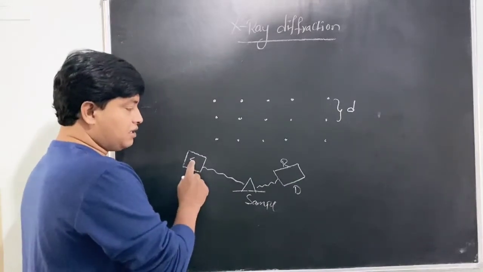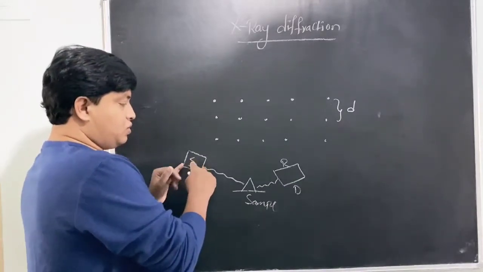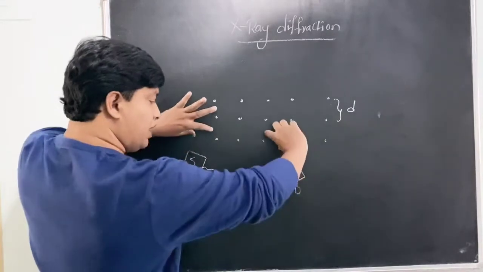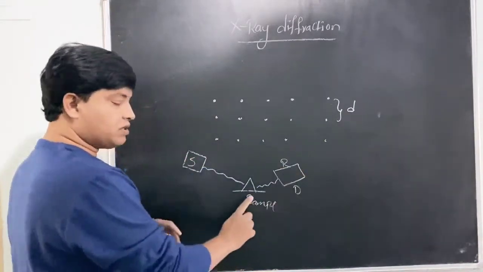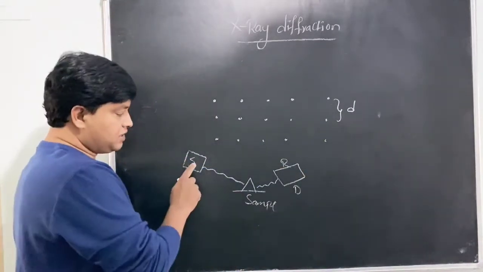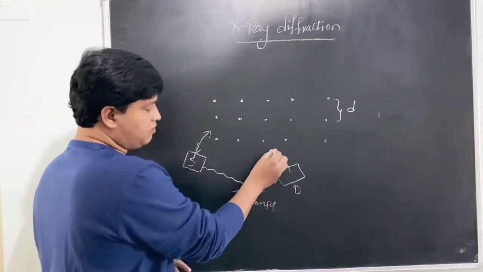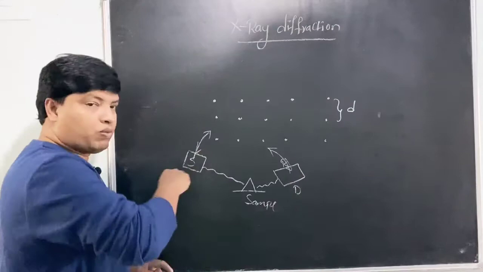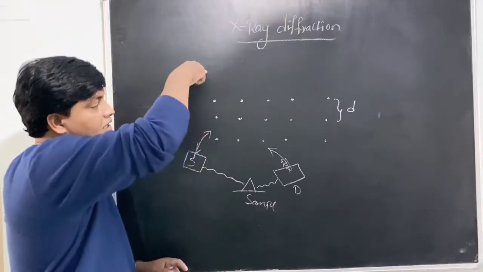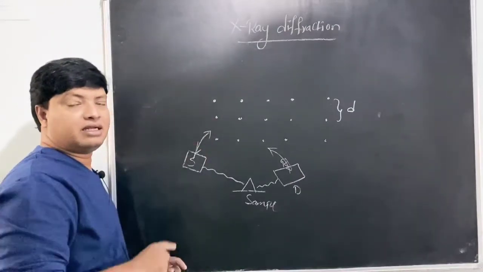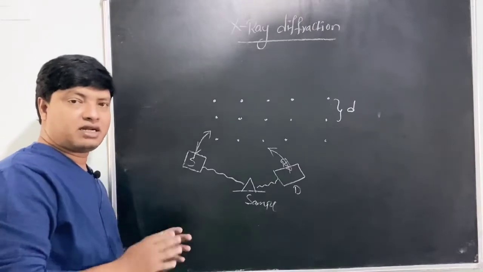This source and the detector will move like this. They are movable. Your sample will be stagnant. This will move from here to here like this. This will also move from here to here. So why are they moving? Because we need to project the X-ray at a different angle.